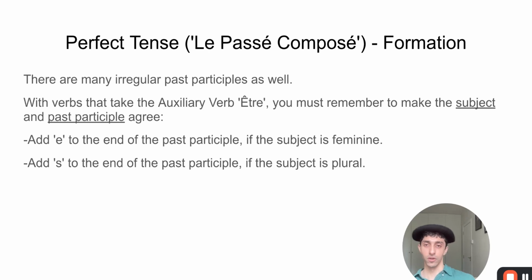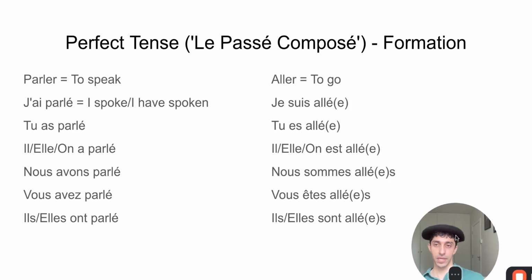So if the auxiliary verb être is used, you have to remember to make the subject and past participle agree. This can take practice because it's easy to forget. But if the subject is feminine, you have to add an e to the end of the past participle to show that. And if the subject is plural, you must add s to the end of the past participle to show that too. If the subject is feminine and plural, you have to add es at the end of the past participle to reflect both of those things. So that is something to remember.